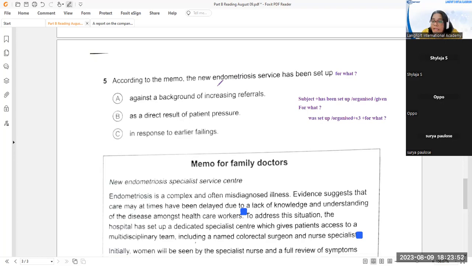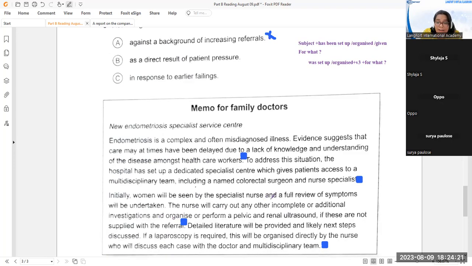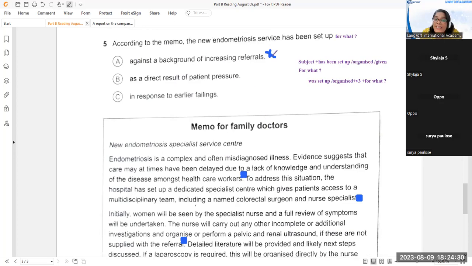Okay, all right. Now, can you read each option with the question for me, Surya? Yes, ma'am. According to the memo, the new endometriosis service has been set up against a background of increasing referrals. Have they talked about the referrals increasing? Nothing, ma'am. They have said that if the referrals do not have enough investigations or are incomplete, then they will carry that out. But they have not told about increasing referrals. So that's not it. Next option, Surya.